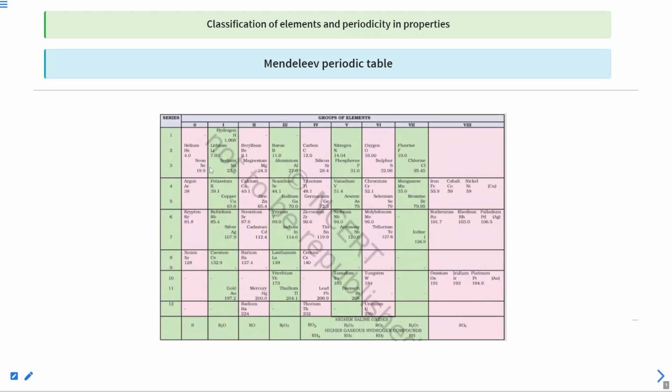Here you can see that in each group we have 2 elements: beryllium, magnesium, boron, aluminium. Here he left these vacancies. Then we have boron, aluminium, carbon, silicon, nitrogen, phosphorus. So in each group we have two subgroups, A and B, except in group 8 where we have more than 2 elements. Here we have 4 elements, here again 3 elements, here 3 elements, 4 elements again.